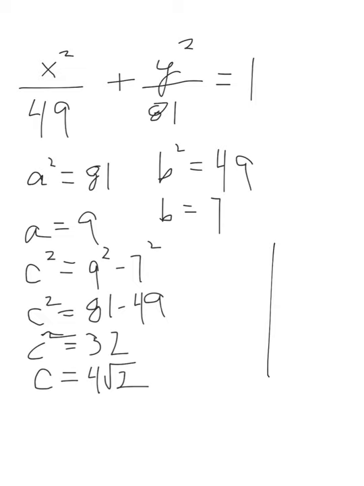If we're going to graph that, we are going to go up 9, down 9, over 7, and over 7, because A is vertical since it's underneath Y. B is horizontal. And then C is 4 root 2. Root 2 is about 1.4. So we're looking at about 5 units. So I'm just going to go about right there and right there. And then you just connect it.